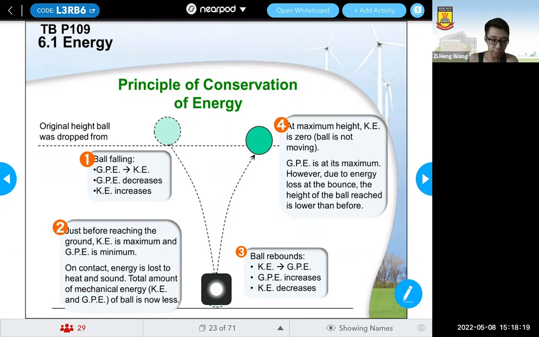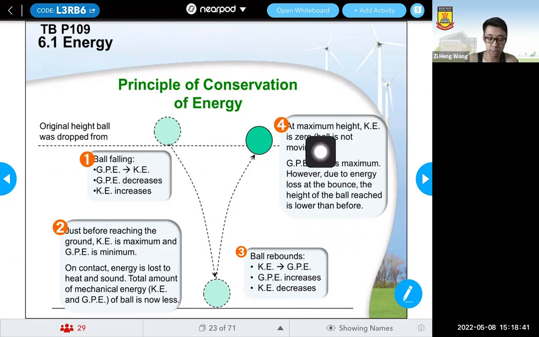So on contact, energy is lost to the surrounding due to heat and sound. The total amount of mechanical energy is now lesser. Okay, so when it bounces up, while this KE is converted to GPE, because there's a lesser total energy now, while this GPE increases and KE decreases, it will not return to the original height.